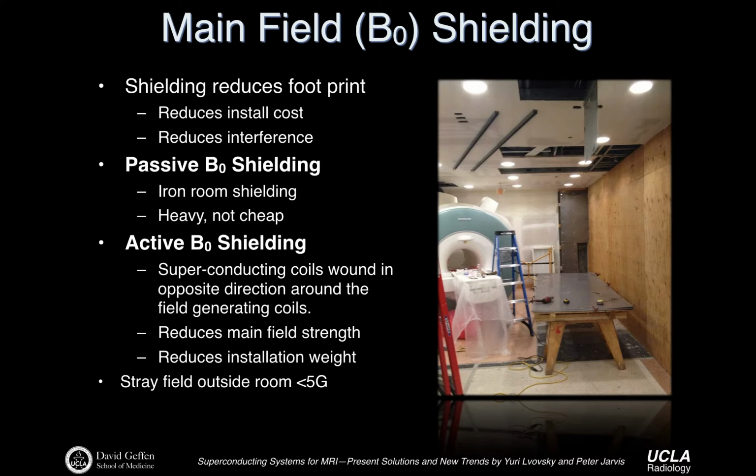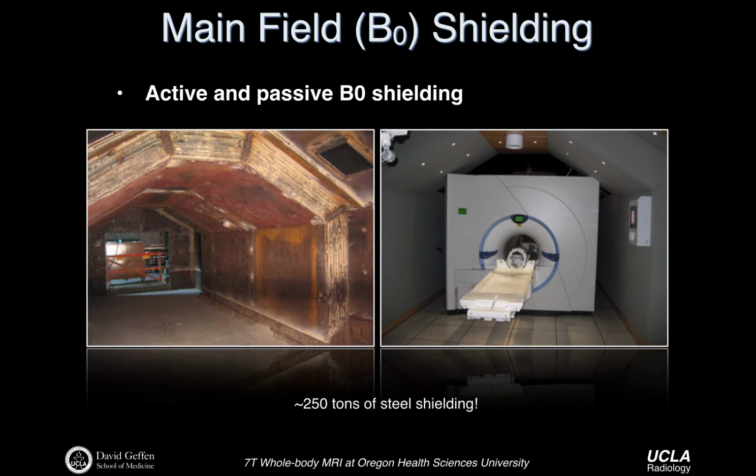In fact, at Reagan Hospital, there's this funny little yellow tape and these little cones that are designated the 5 Gauss line in the middle of the hallway. So anyway, the engineer gets a B for that one. So just sort of pointing out the magnitude of what's happening here.